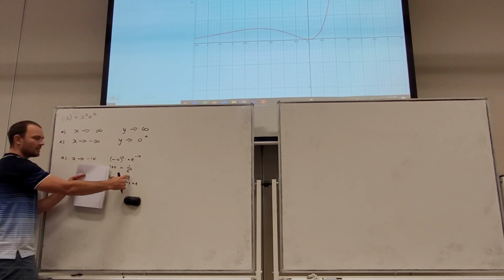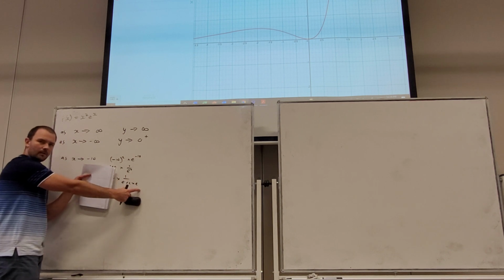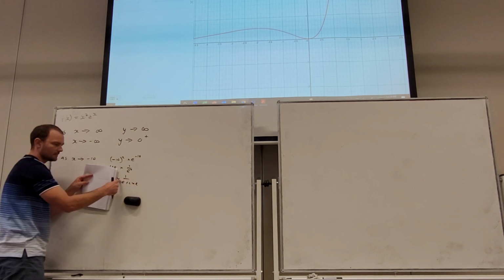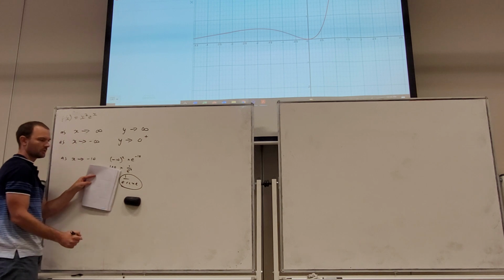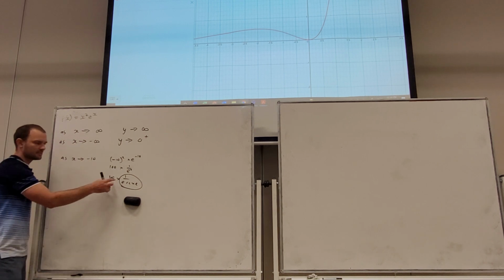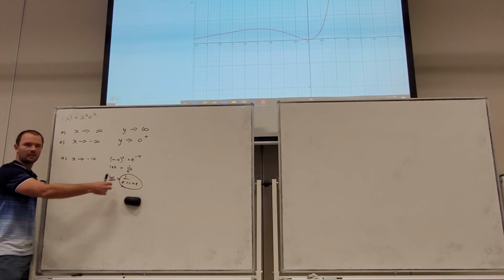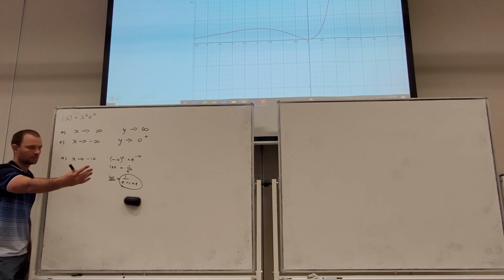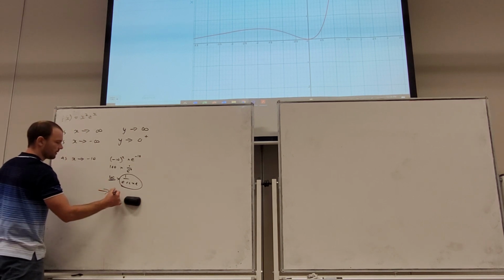So we have 1 divided by a massive number. This thing here is approaching 0. This is getting closer and closer to 0. And so it doesn't matter how big the other number is, any number times 0 is 0. So it's getting closer and closer to 0.